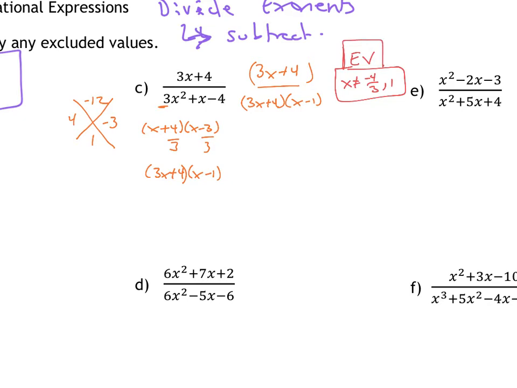Now, when I simplify, I have this parentheses and this parentheses up top. So my answer here is 1 over x minus 1, where x cannot equal negative 4/3 or 1.